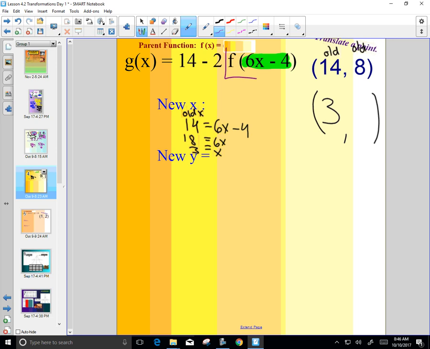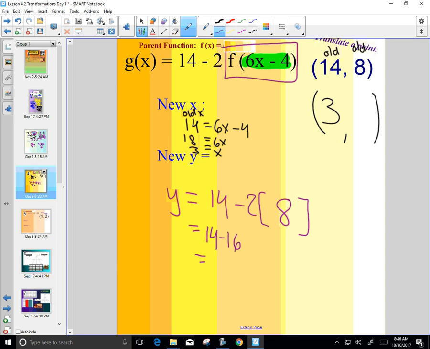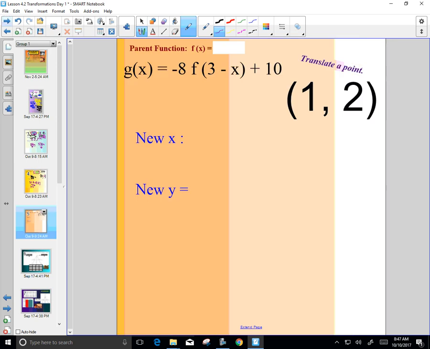Now, take the entire y. And now we're going to find the new y by taking 14 minus 2 times the old y. And what's the old y? From the point that we're translating. 8. Yep. So 14 minus 16 is going to be negative 2. So there's the translated point. What do you think? Can you do this? I think you can. But you got to prove it to me.